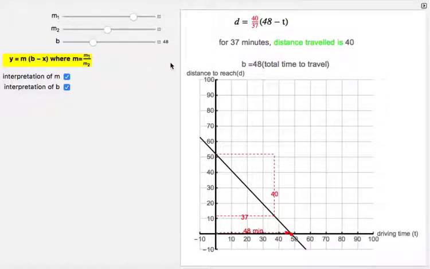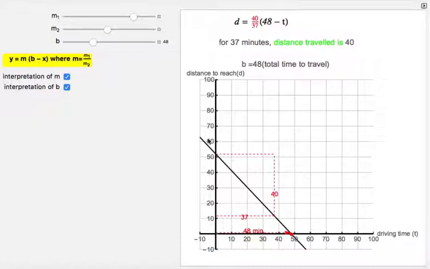So if someone said to you, how far do you travel in 15 minutes, 15 hours, I guess this is minutes, we have the minute unit here. In 15 minutes, you'd have to figure out what is the ratio. So if we travel 40 miles every 37 minutes, in 15 minutes, how many miles would we travel?